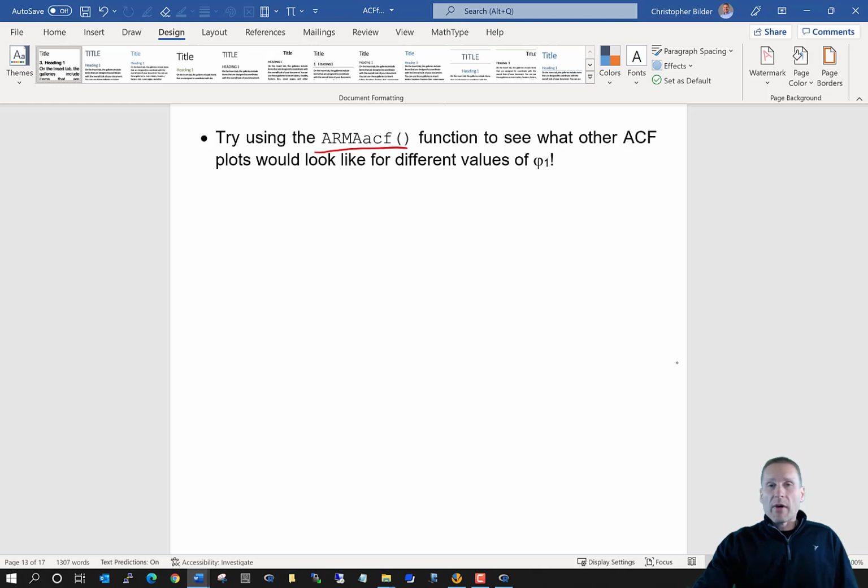Take a look at the ARMA ACF function, which we've seen before, to see what other ACF plots will look like for different values of phi 1. Combine it with cases where you have theta 1, maybe a theta 2, a phi 2, and so on. So that concludes this discussion of ACFs for an ARMA model.